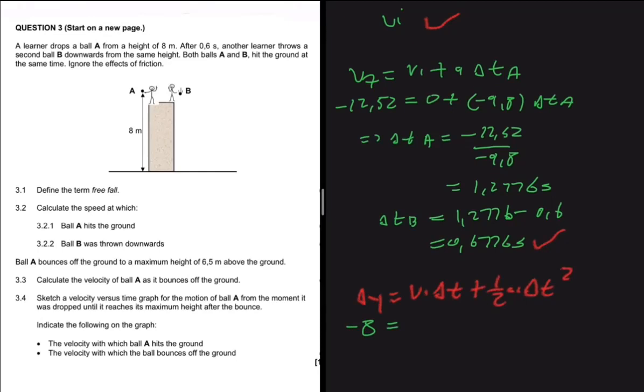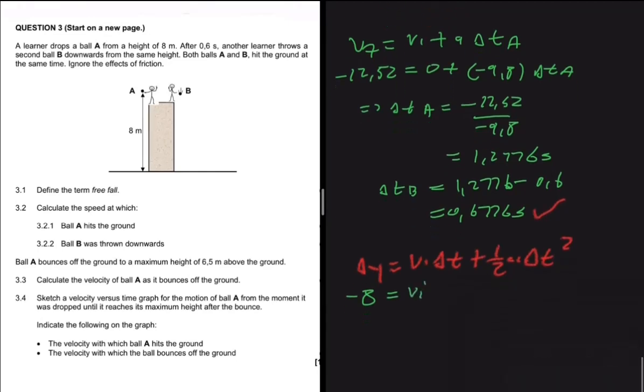And then what is VI? VI is what we're interested in, right? And then delta t, 0.6776, and then plus a half minus 9.8 multiplied by 0.6776, right? So we're solving for VI.